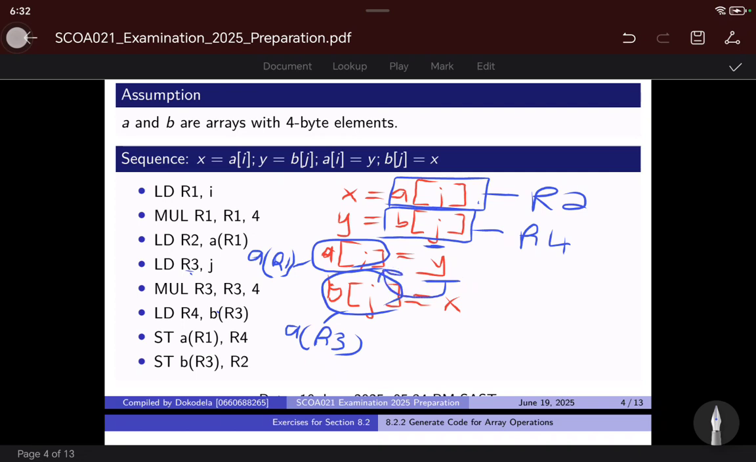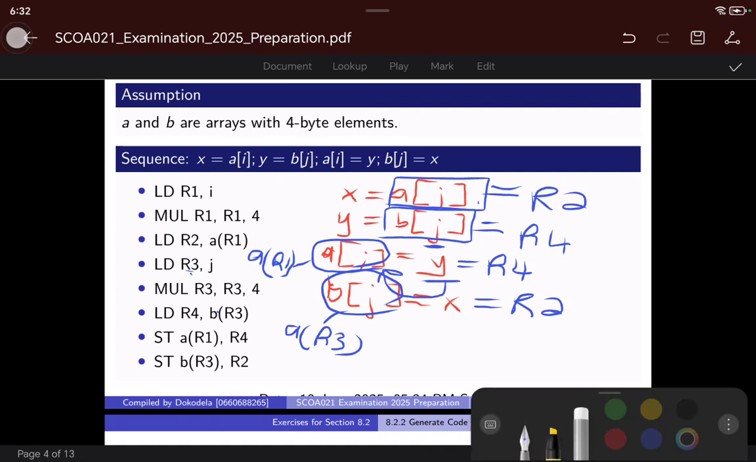And Y is this. Y is equal to R4. Already I know that Y is equal to R4. So I'm going to store now. So let's go store that. I'm storing Y is equal to R4. So here I'm going to store R4 into AR1. And we know that X is R2. So I'm just going to do that. Store there.